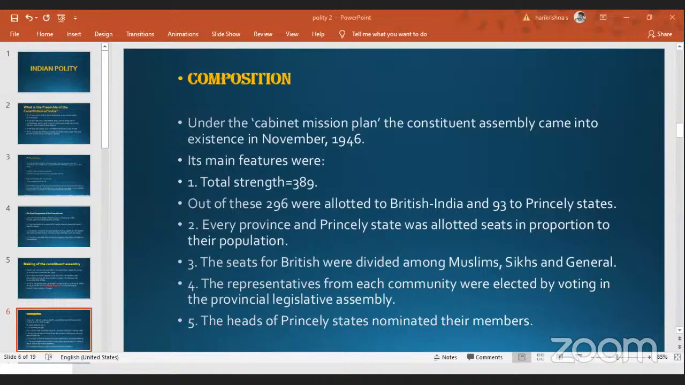The representatives from each community were elected by voting in the Provincial Legislative Assembly. Then the fifth one: the heads of the princely states nominated their members to the Constituent Assembly. So these five are the main features of the Constituent Assembly that came under the Cabinet Mission Plan in 1946.